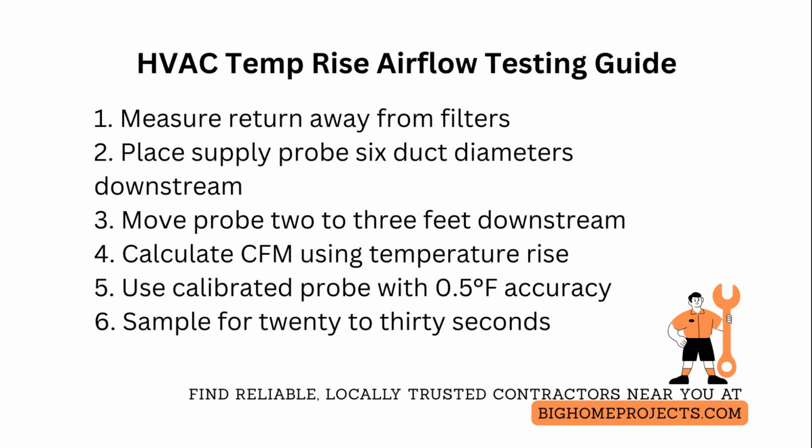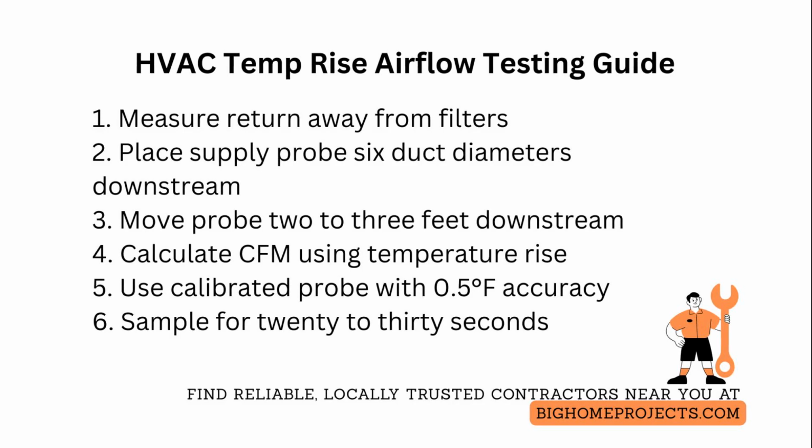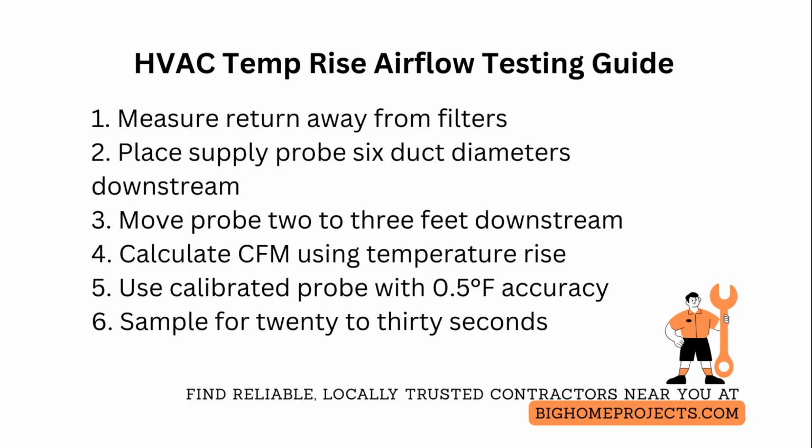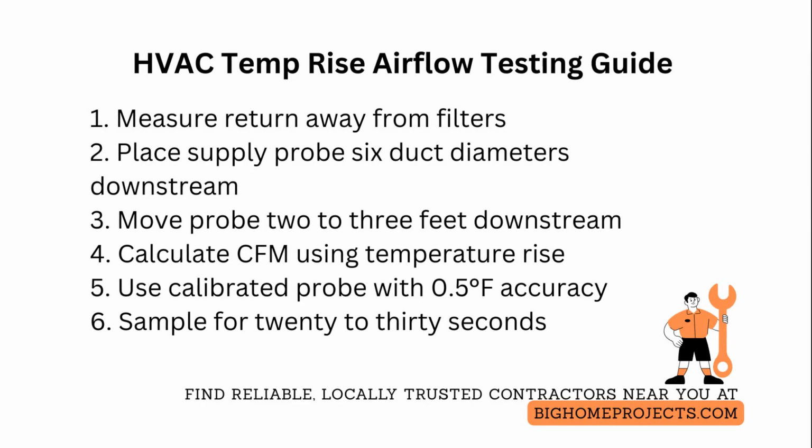For accuracy, use a calibrated thermocouple or digital thermometer with at least plus or minus 0.5 degree Fahrenheit accuracy and sample for 20 to 30 seconds, while holding the probe midpoint in the duct cross-section, or take a 3-point average across the duct to avoid stratification errors. When measuring small ducts or low airflow, correct for probe intrusion by subtracting the obstruction percentage from flow calculations. Or better yet, use a vane meter at the grill.